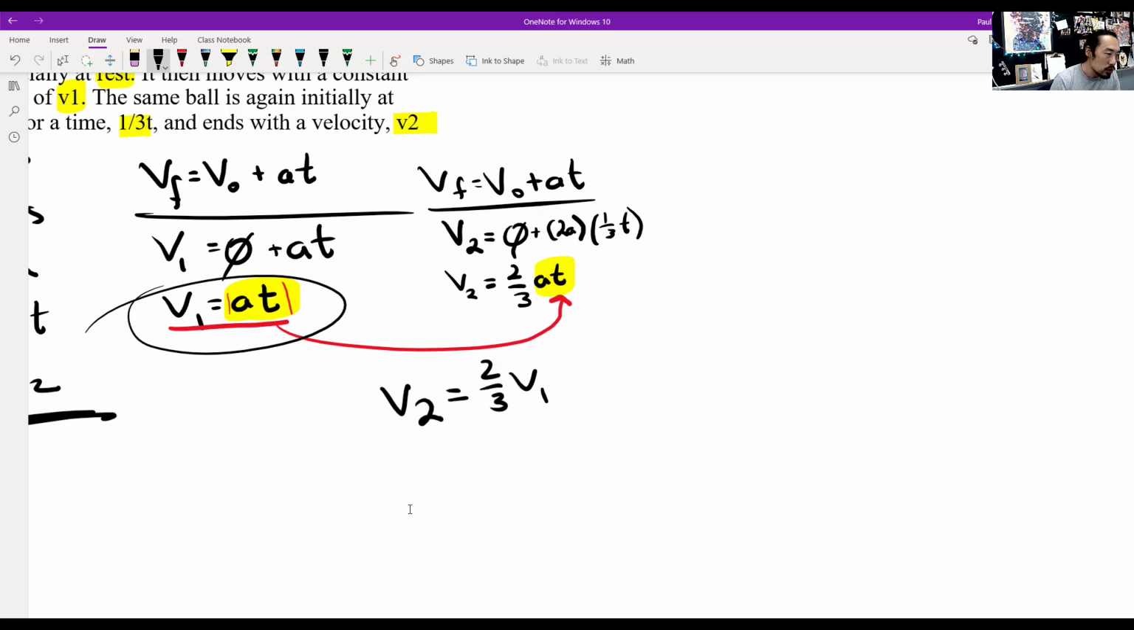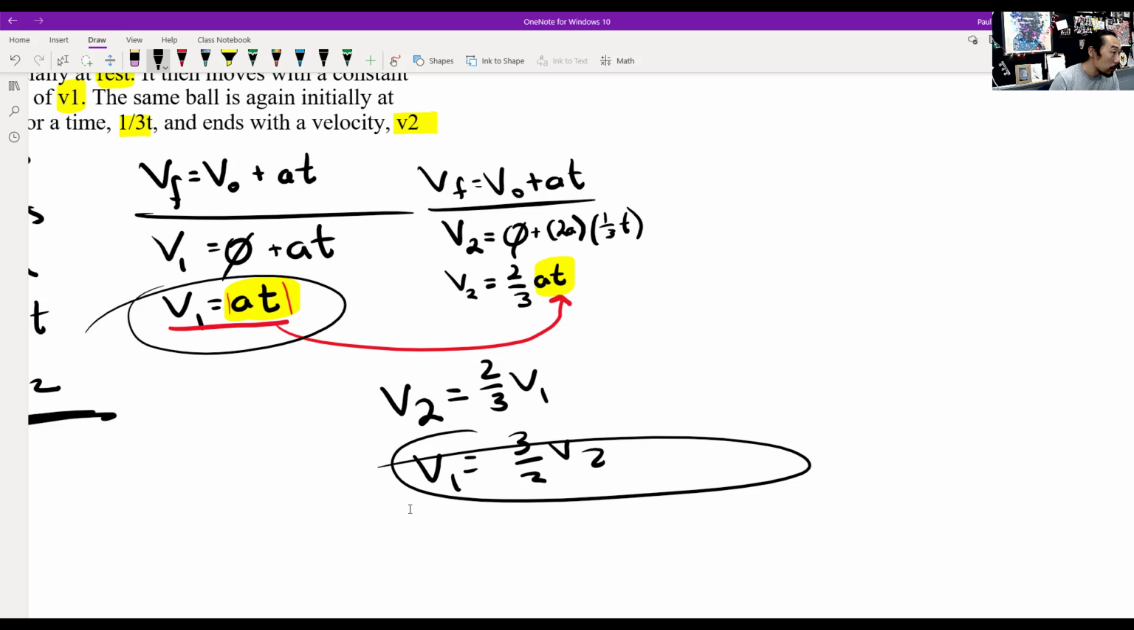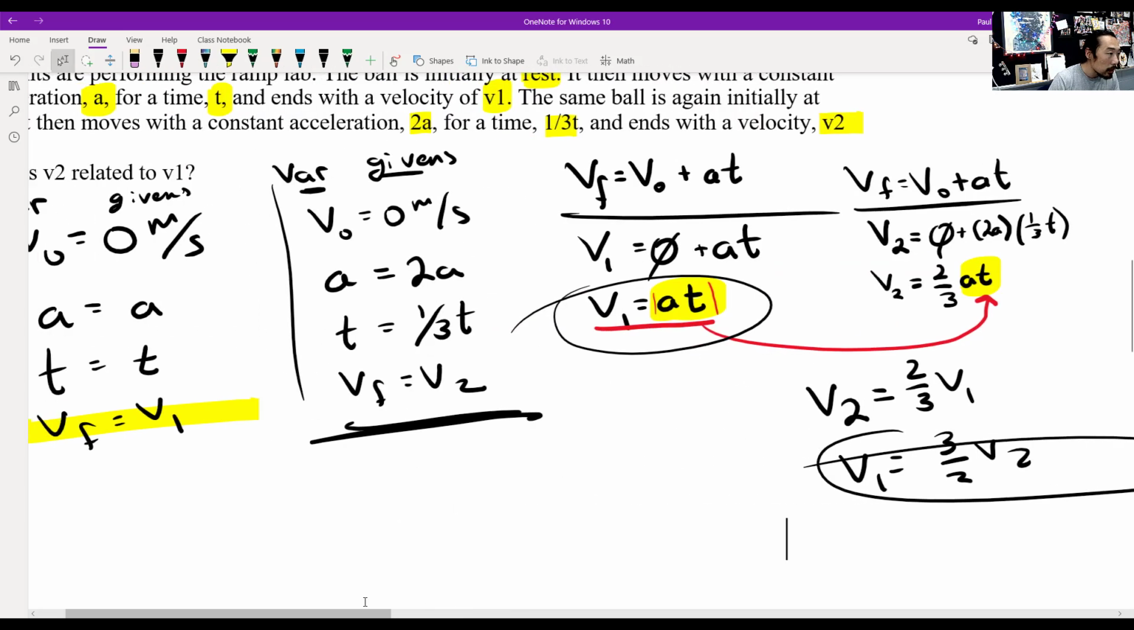And then you will look at your answer choices and go from there. And so if the answer choice had everything in terms of V1, you'll say, well, V1 is then just equal to 3/2 V2. Okay, it's just a little bit of algebraic manipulation there. All right, let's try the next one.